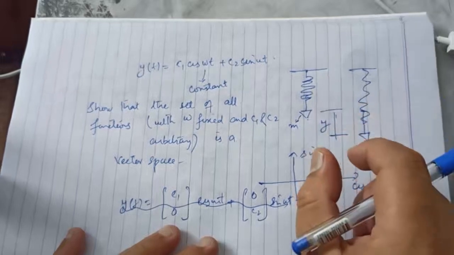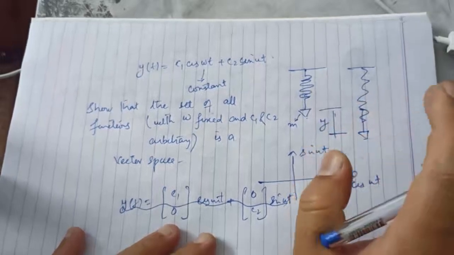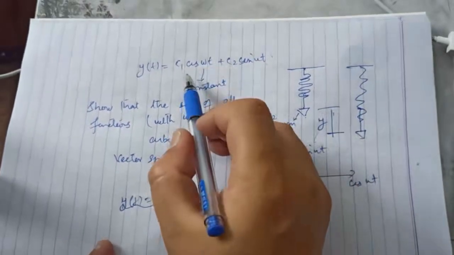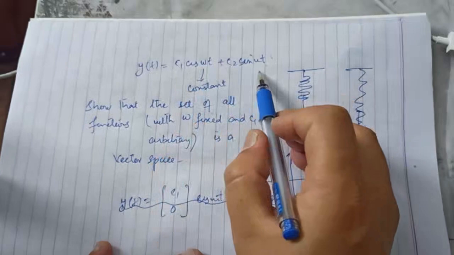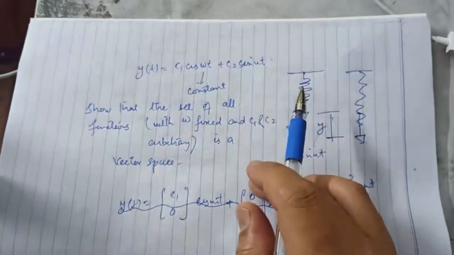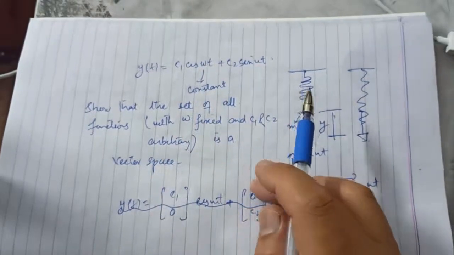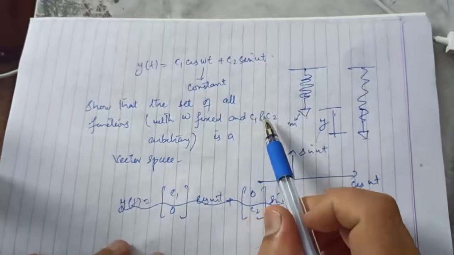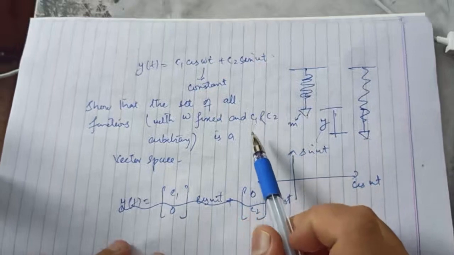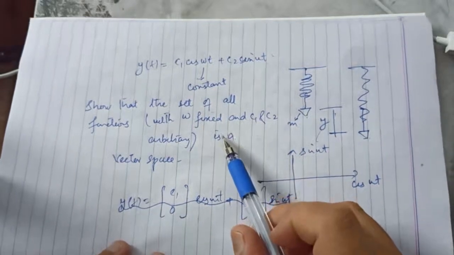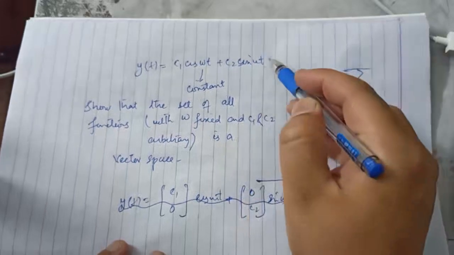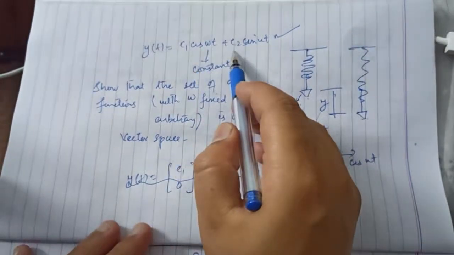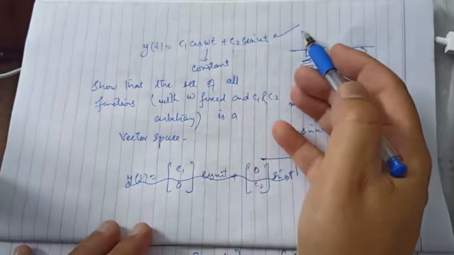So when you pull it down and just let it go, the displacement y can be written as c1 cos of omega t plus c2 sine of omega t, where the oscillation frequency omega is constant and depends on the spring and the mass. What we have to show is that the set of all functions described by this displacement equation, where omega is fixed and c1 and c2 are arbitrary, is a vector space, right?